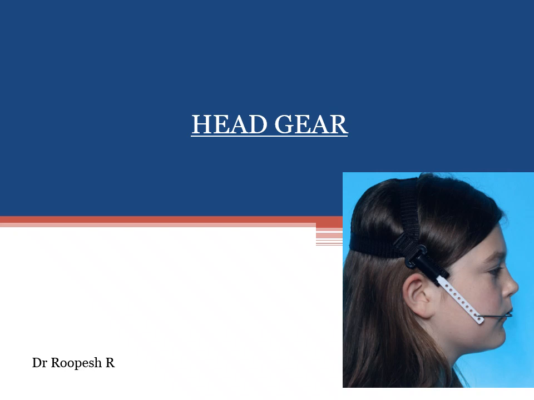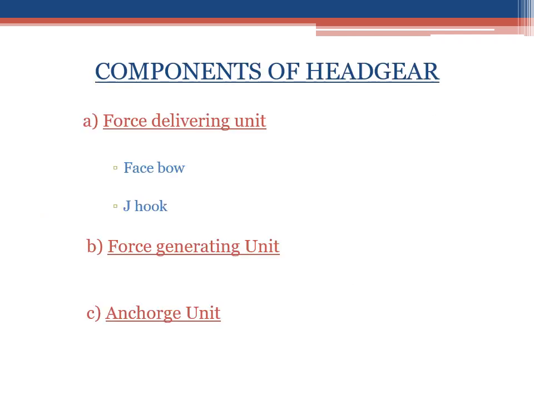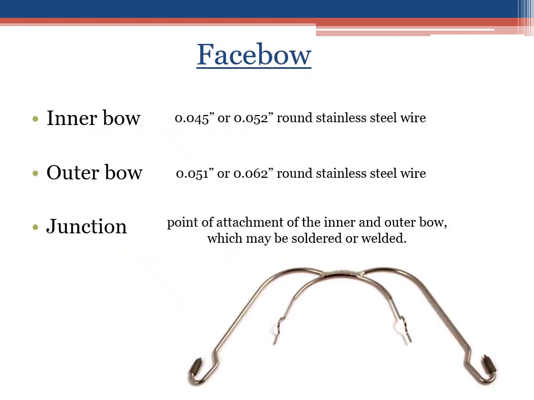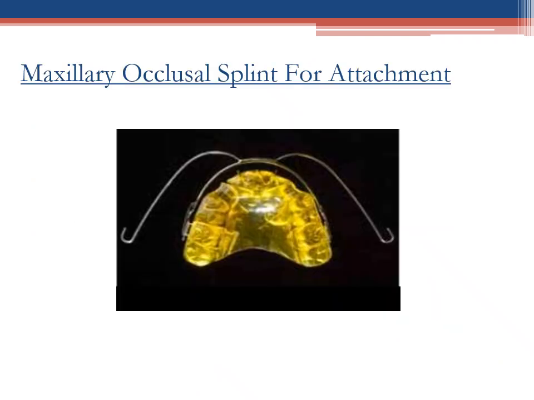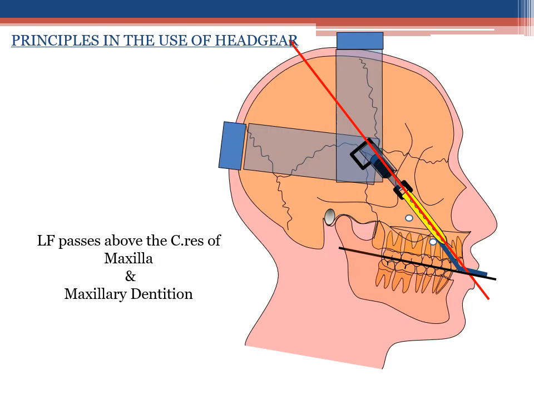According to Angle, the class 2 malocclusion is divided into two types: the div 1, class 2 div 1, and the div 2, that is the class 2 div 2. Further, he has subdivided it into another subdivision where you have class 2 molar on one side and the class 1 molar on the other side. This situation can happen in both div 1 and div 2 malocclusion.